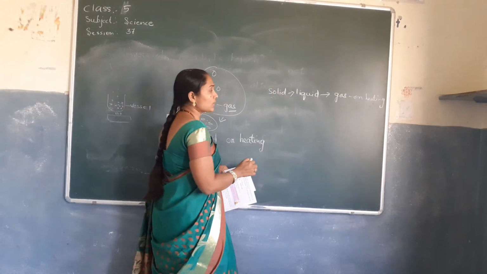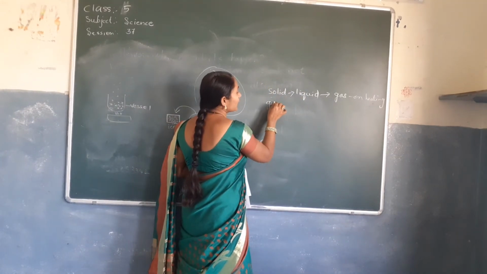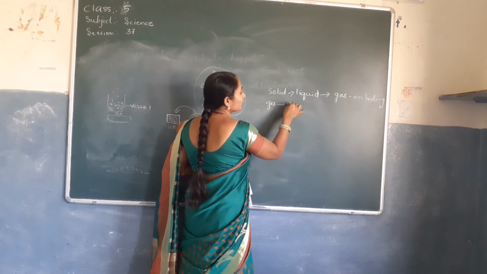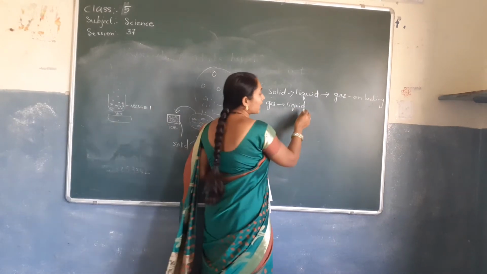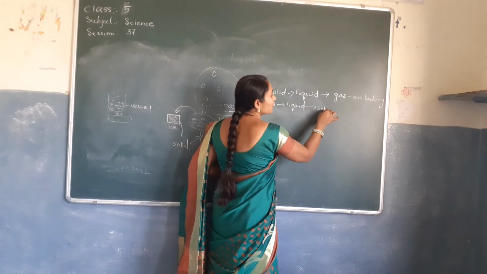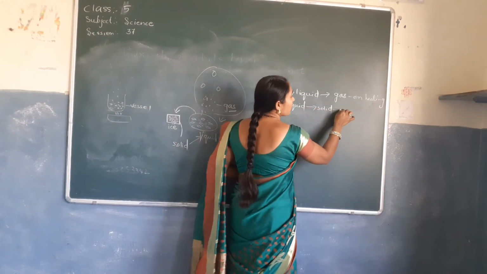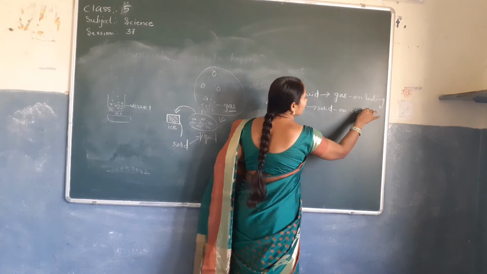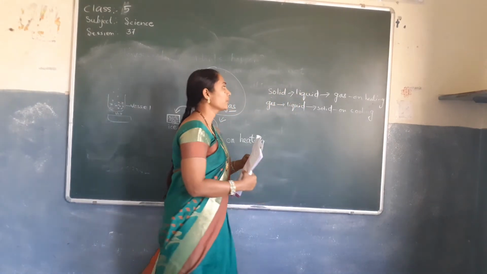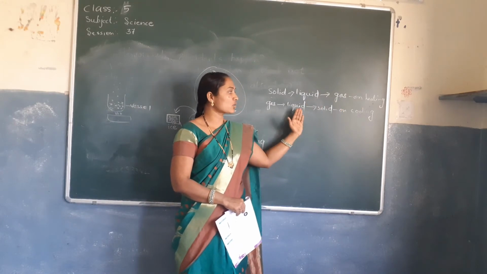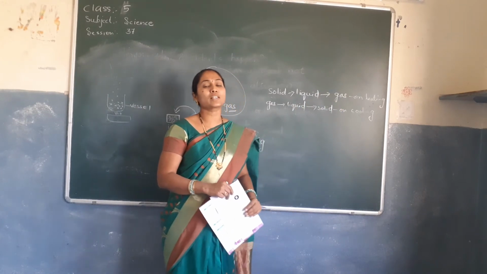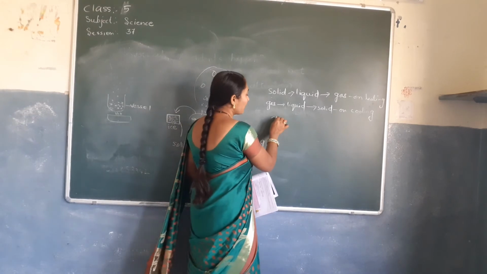Now when you cool this, what happens? Again the gas will change into liquid, and when you cool this liquid again, it will change into solid. So this is on cooling. Solid changes into liquid, liquid to gas. This is on heating. Gas to liquid, liquid to solid on cooling. This is called interchangeable of matter.